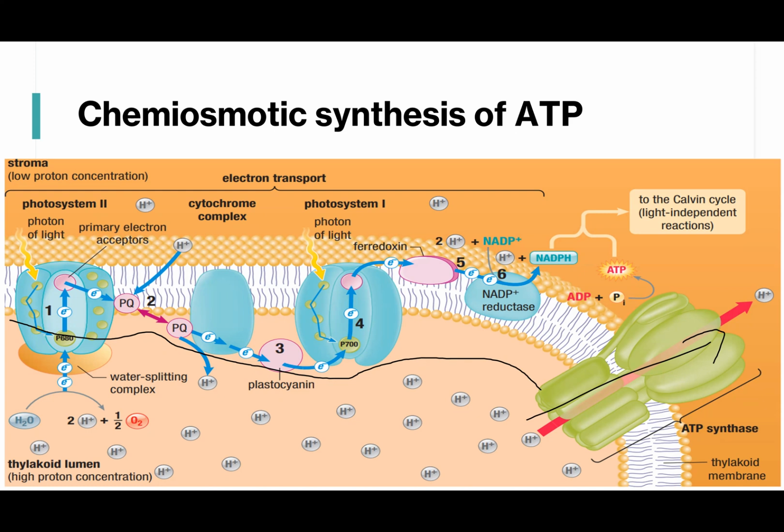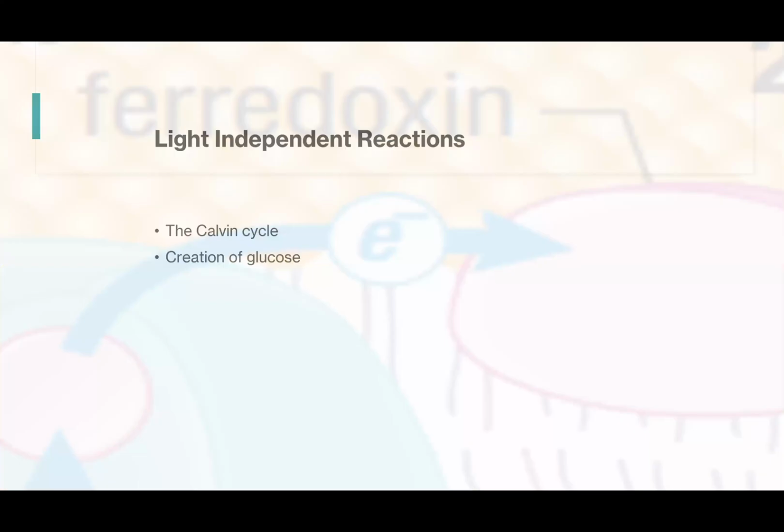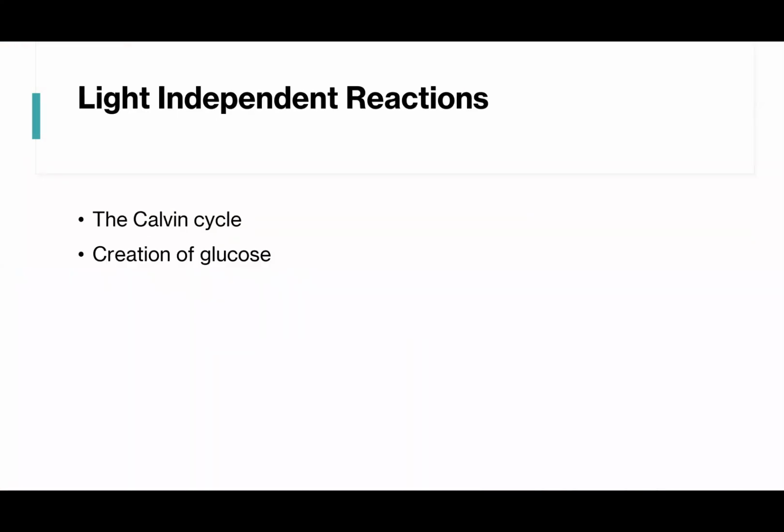To get outside the lumen, they must go through a protein complex, ATP synthase. As protons move through the ATP synthase, their free energy is captured and used to synthesize ATP from ADP and an inorganic phosphate. This process is known as chemiosmosis. Now, the second part of photosynthesis is the light-independent reactions, also known as the Calvin cycle.